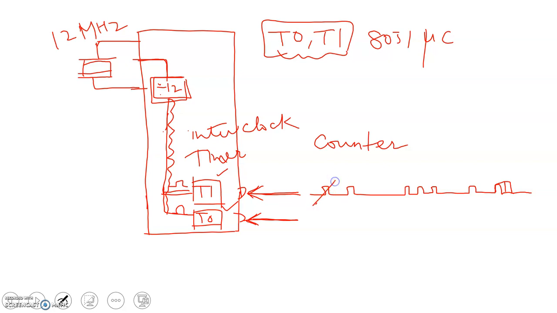So it basically counts the number of pulses: 1, 2, 3, 4, 5, 6, 7, and 8. Okay, and similarly T0 can also be used for the same purpose.